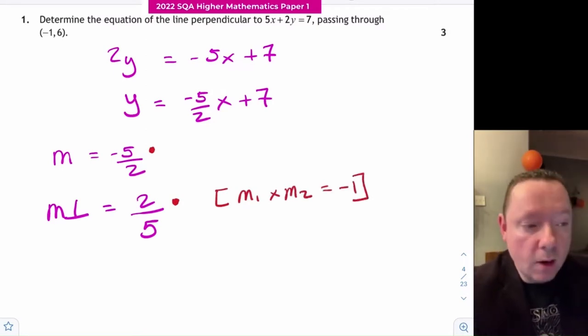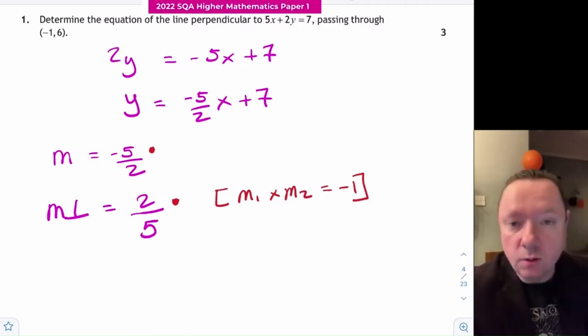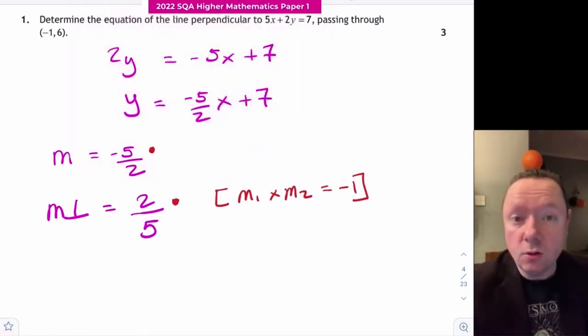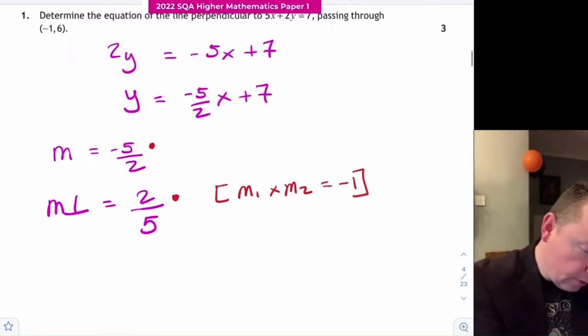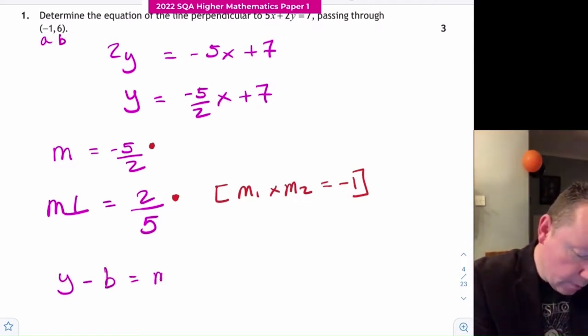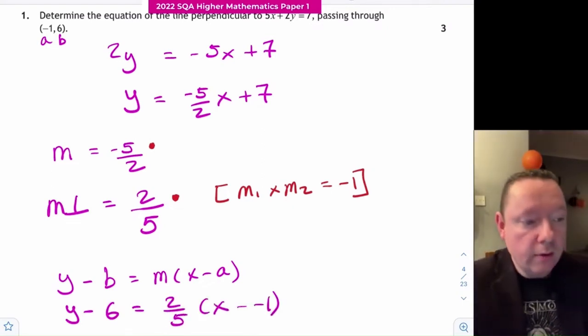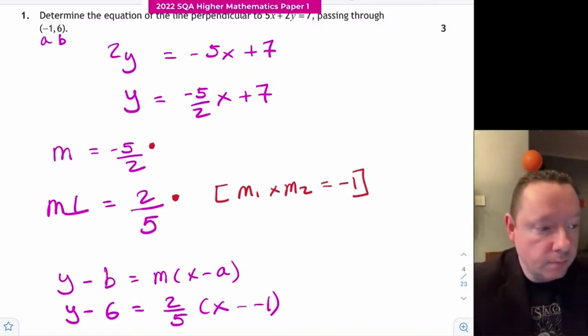And for your final mark, we have to work out the equation of the line. So we're going to use y minus b equals m times x minus a for that, or any other method. y equals mx plus c would also work. So if I call that a and b, I've got y minus b equals m, x minus a. So I've got y minus 6 equals 2 over 5, x minus minus 1. There's my working so far.